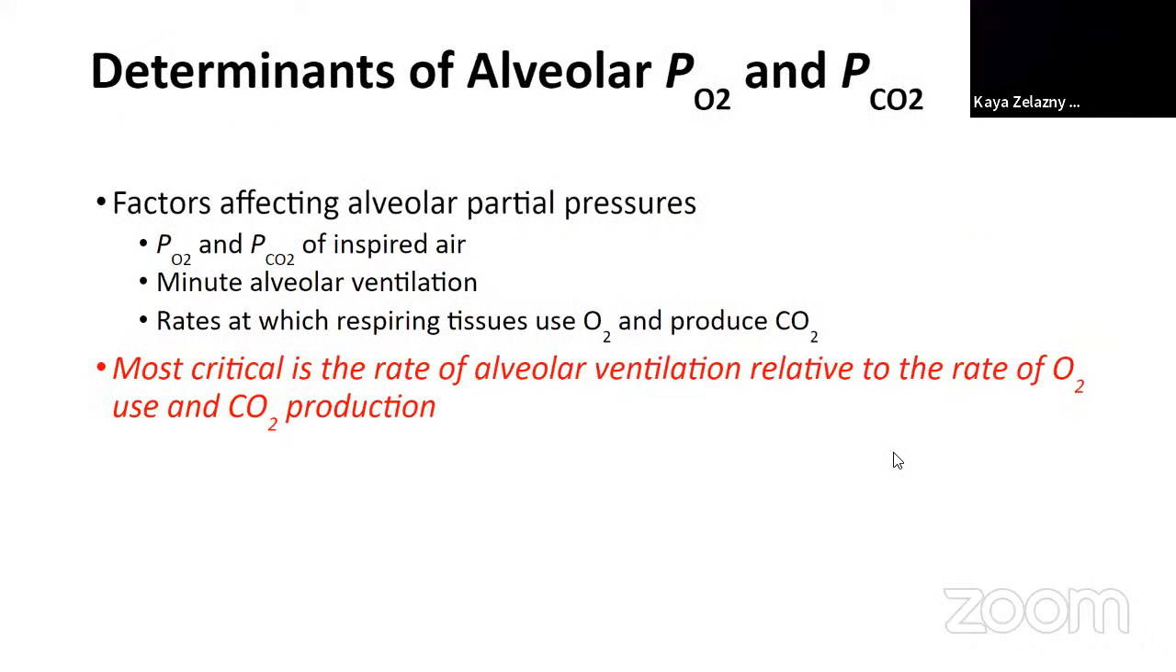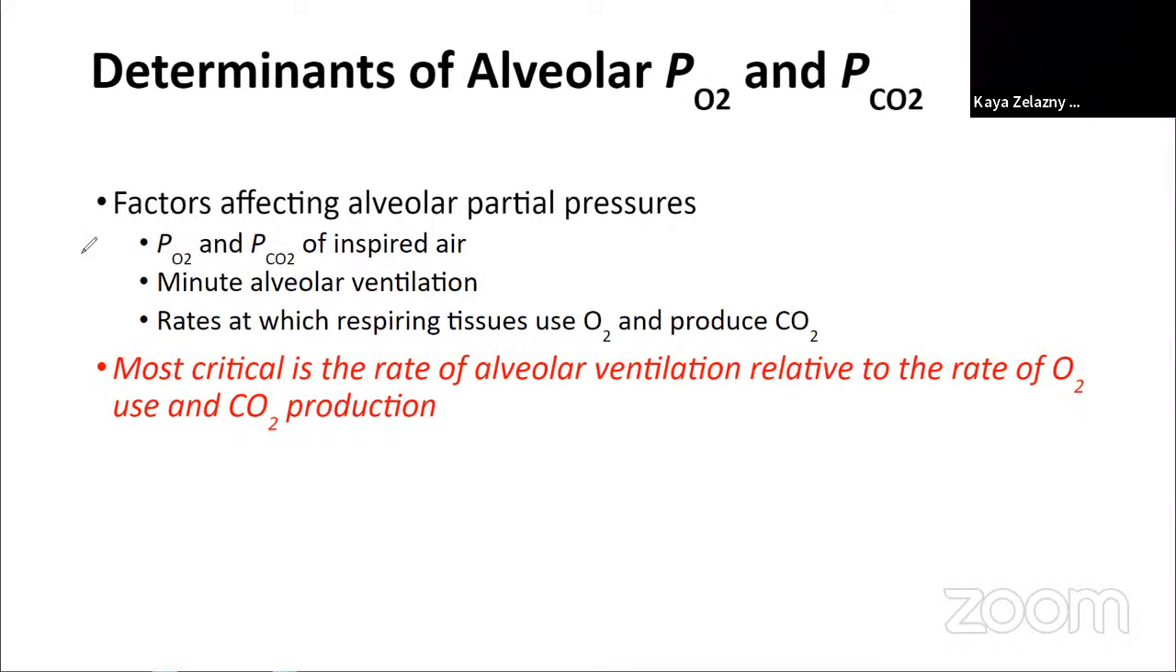So we have some factors that affect the partial pressures in the alveoli, and therefore the partial pressures in our blood, because this is one of the ends where we're coming to equilibrium, right? In the lungs, our blood is coming to equilibrium with the partial pressures of the oxygen and carbon dioxide of the air, specifically in the alveoli.